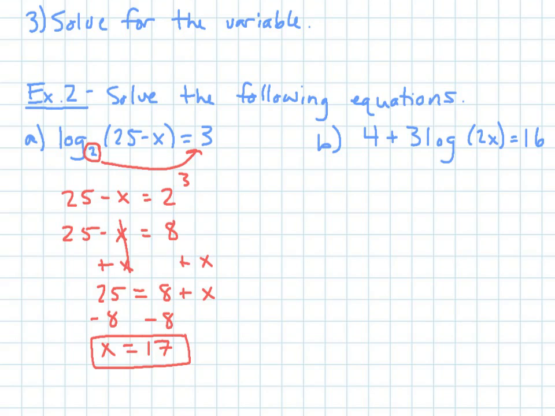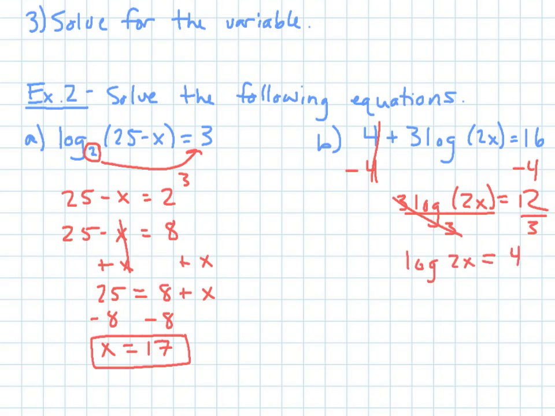So letter B, 4 plus 3 log of 2x equals 16. This is a common log. But still, I need to get the log by itself, so I want to subtract 4 from both sides. So that gets me 3 log of 2x is equal to 12. And then there's a 3 in front, so I want to divide everything by 3. So log of 2x is equal to 4.